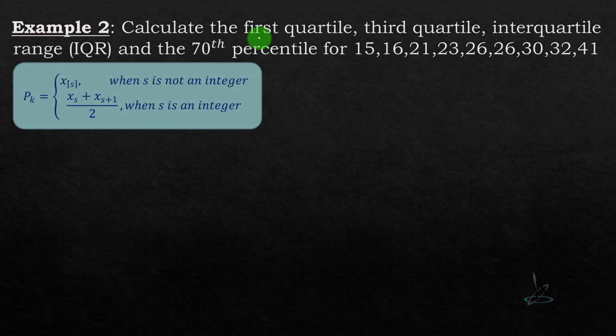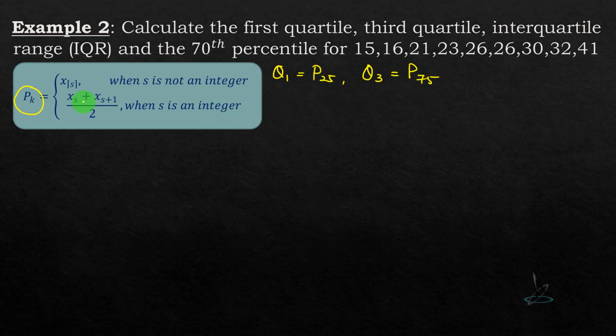Okay, so example 2: calculate the first quartile, third quartile, interquartile range, and the 70th percentile for 15, 16, 21, 23, 26, 26, 30, 32, and 41. Firstly, we don't have a basic formula to calculate the quartile for ungrouped data. So we are going to use the formula for percentile. Calculating the first quartile is similar to calculating the 25th percentile, and calculating the third quartile is similar to the 75th percentile.